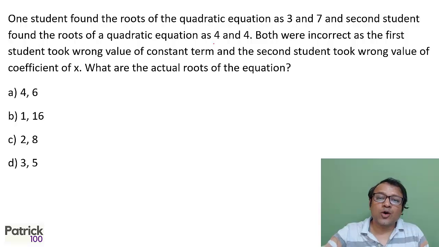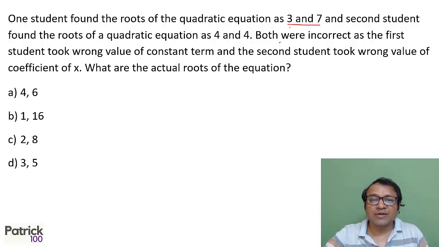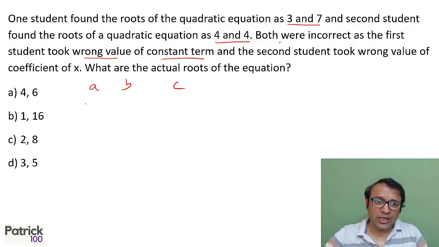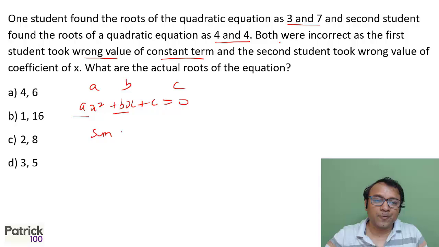One student found the quadratic equation roots as 3 and 7, and a second student found 4 and 4. The first student took a wrong value of the constant term. If the constant term is wrong, but a and b are right, then in the equation ax square plus bx plus c equal to 0, the sum of the roots is right, because the sum of the roots is minus b upon a. That means the sum has to be 3 plus 7, 10.